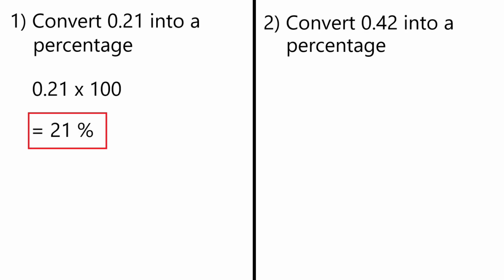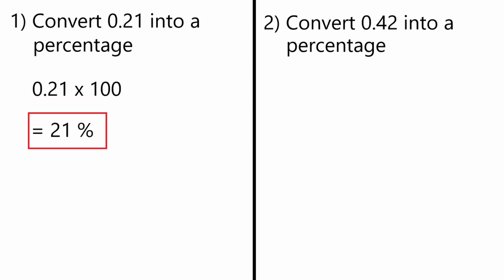So 0.21 is a decimal and we want to convert it into a percentage. So all we're going to do to convert it into a percentage is times the decimal by 100. So 0.21 times 100 is 21%. Now, if you don't know how to times a decimal by 100, I'm going to go through that now.